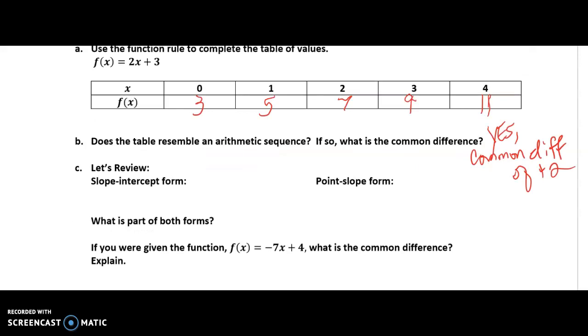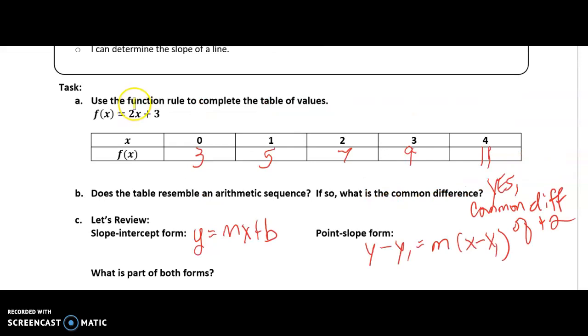All right, so let's go and review the different forms here, slope-intercept form and point-slope form for a linear function. Slope-intercept form is y equals mx plus b, while point-slope form is y minus y sub 1 equals m times parentheses x minus x sub 1. So what is part of both forms? Well, we see definitely there's an x and a y in both equations, right? But they also have another variable in common, and that's the letter m.